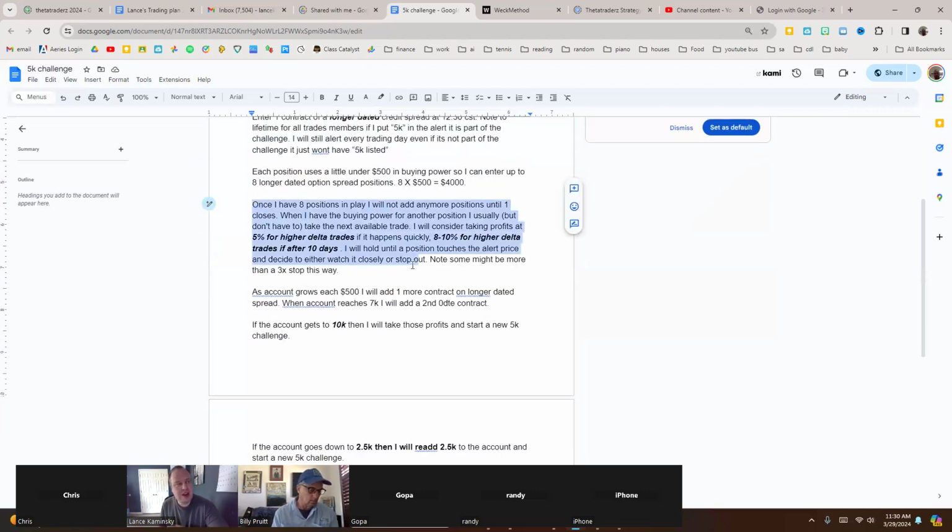Now again, for the 5K challenge, once we have all 8 positions in play, if none of them closed out, we will wait until one closes. If you have lifetime for all services, I'm still going to be giving alerts. They just won't be posted for the 5K people. And those will be lower delta, safer trades. For the people that are in lifetime for everything, I'll give ideas on other strikes to consider that are safer than the 5K strikes. Questions on that?